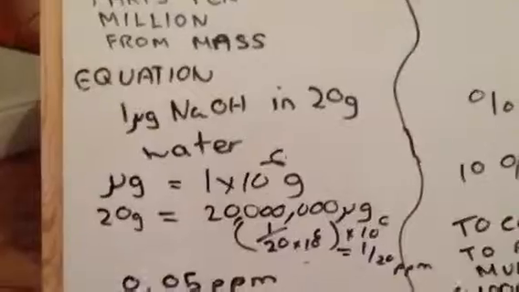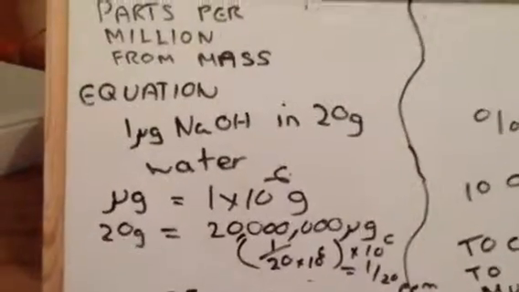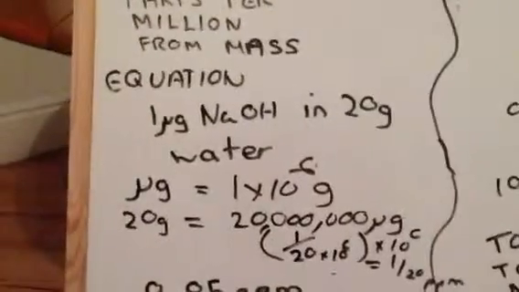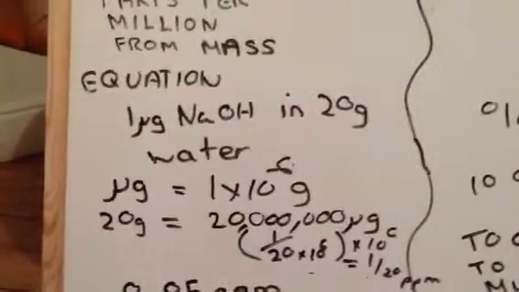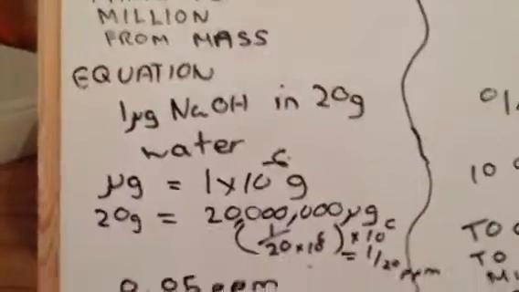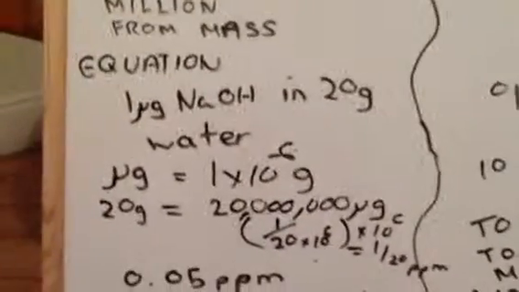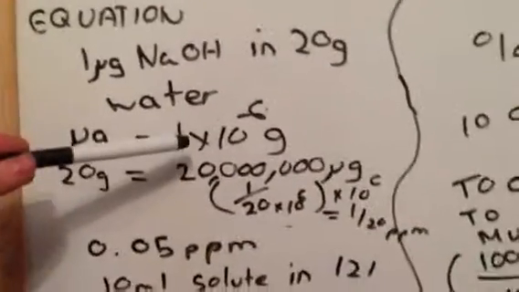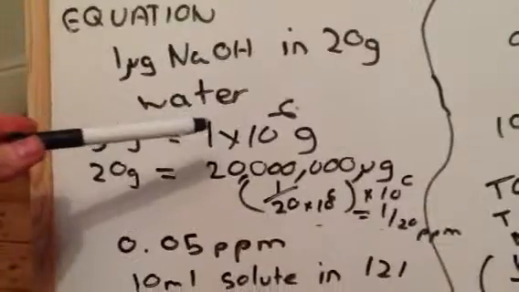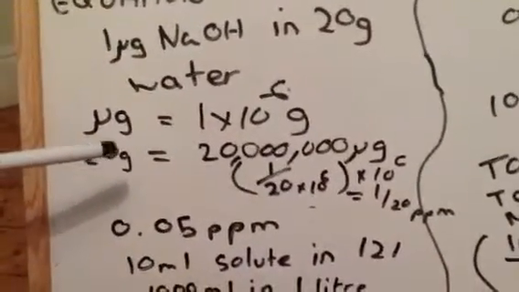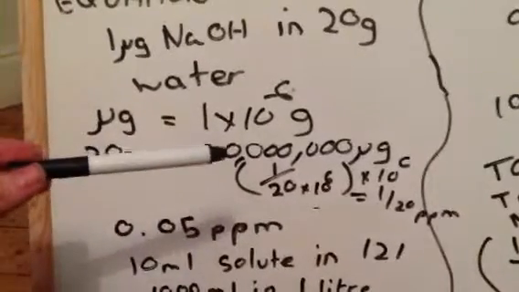Okay, so looking at an example, in our first example, imagine we have a question that's asking us, we have 1 microgram of sodium hydroxide in 20 grams of water. How many parts per million is that? Well, first of all, we know that 1 microgram is equal to 1 times 10 to the minus 6 grams. So therefore 20 grams is equal to 20 million micrograms.